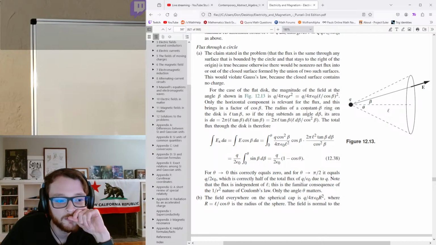Sure, that's what we did, except we called it alpha. But this brings in a factor of cosine beta, yeah. Oh, we got that from the dot product, which I guess is where they get it without saying it. Well, eh.